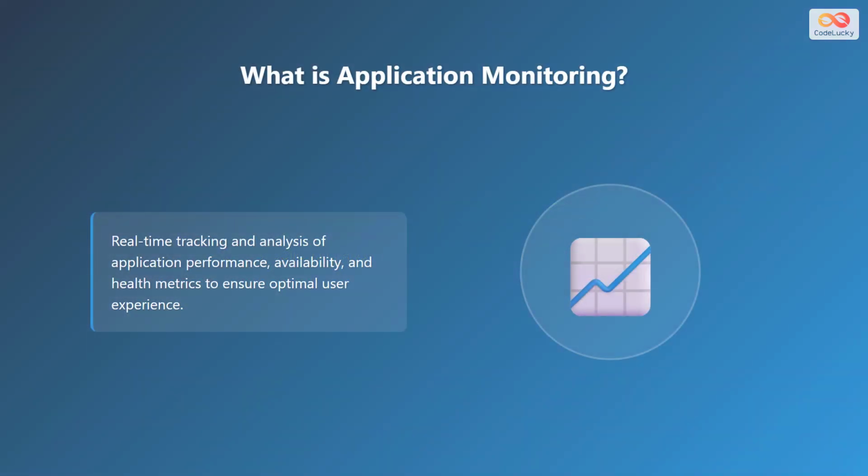First, let's clarify what application monitoring actually means. Application monitoring involves real-time tracking and analysis of your application's performance, availability, and overall health. The goal is to ensure the best possible experience for your users by quickly identifying and resolving any issues that may arise. Essentially, it's about making sure your application is running optimally at all times.